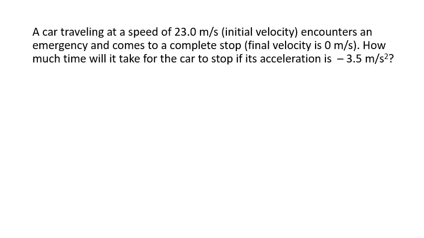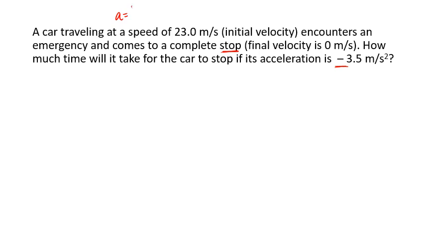A car traveling at a speed of 23 meters per second encounters an emergency and comes to a complete stop. How much time will it take for the car to stop if its acceleration is -3.5 meters per second squared? So let's break this problem down a little bit. Here we tell you that this stop is the final velocity. Remember, if you're stopped, you're not going anywhere. Your speed is nothing. So that's how we get this 0 meters per second here. In terms of the acceleration, it's a negative. What does that mean? It means that the car is decreasing its speed.